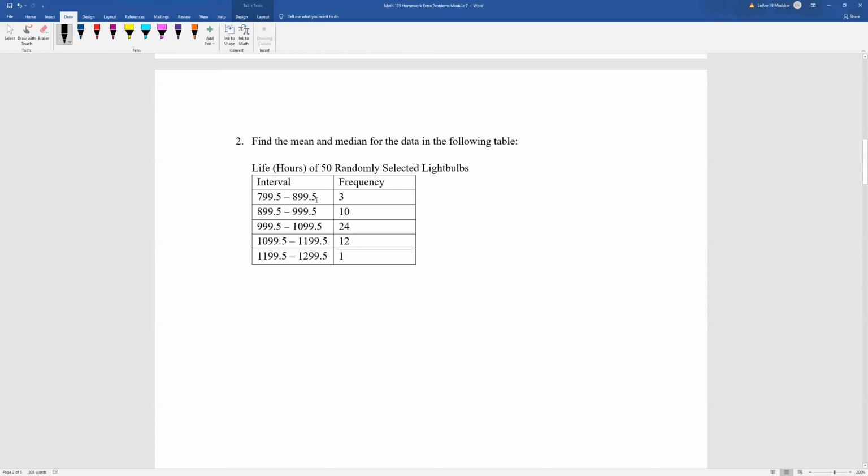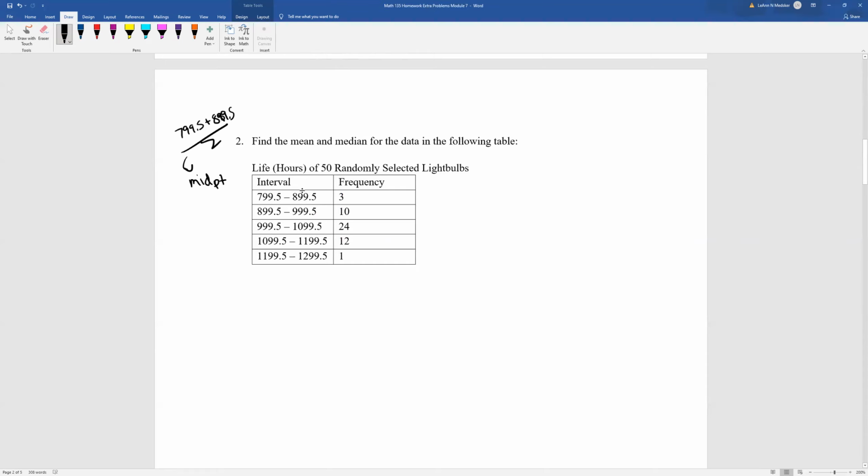But we have this range of numbers here. So what we do is we find the midpoint of each of these. To find a midpoint, you add the two values together and then you divide it by 2. That's how you find a midpoint. So essentially, you're finding the average between the two values.